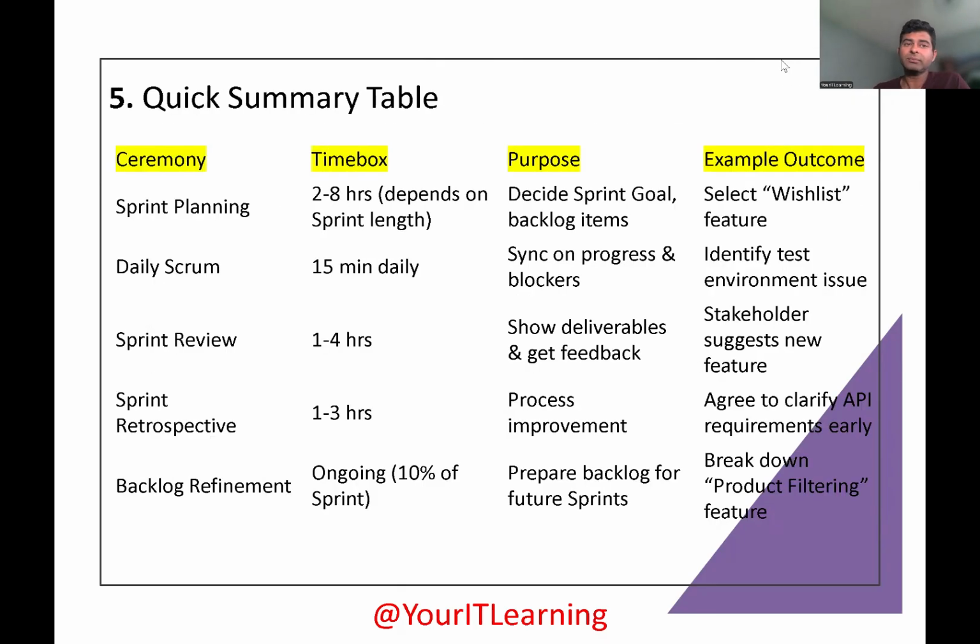Okay. So, a quick summary table. What are the ceremonies, what is the time box, what is the purpose, and what are example outcomes? Sprint planning: normally 2 to 8 hours depending upon the sprint length. It decides the sprint goal and backlog items, and an example outcome is selecting a wish list feature.